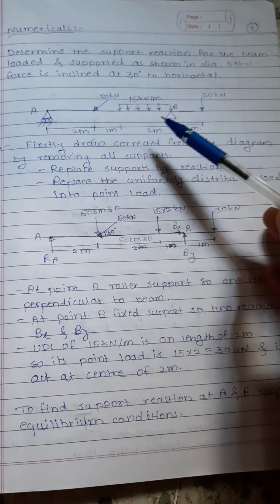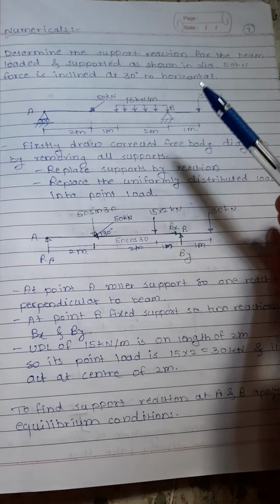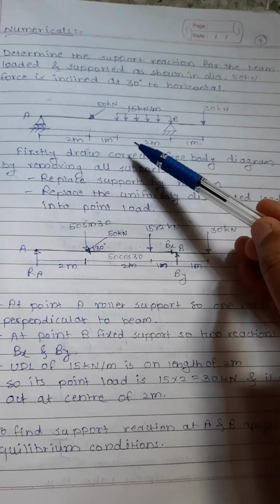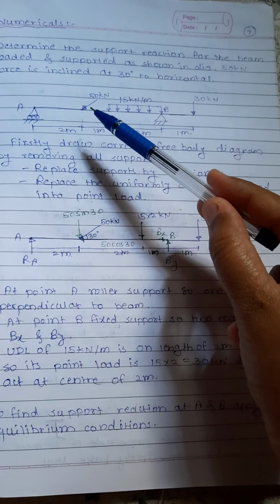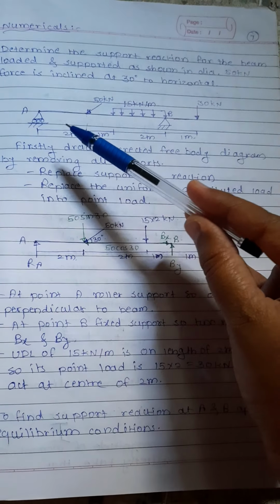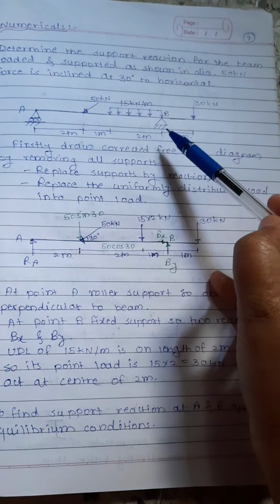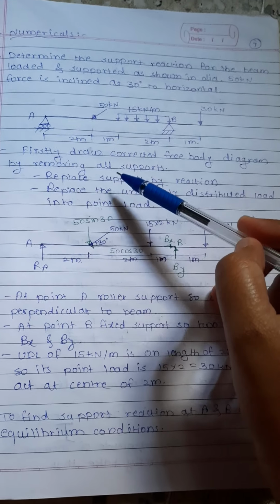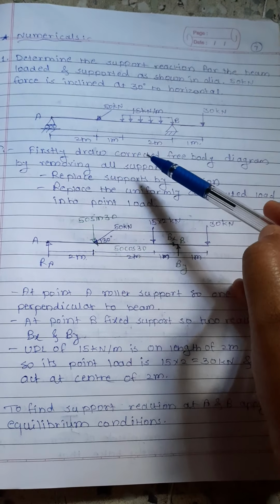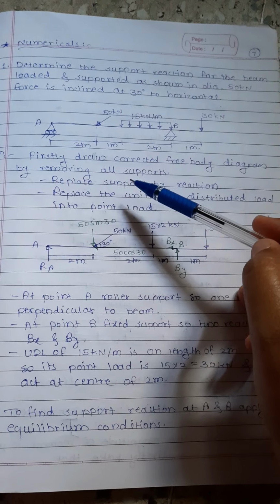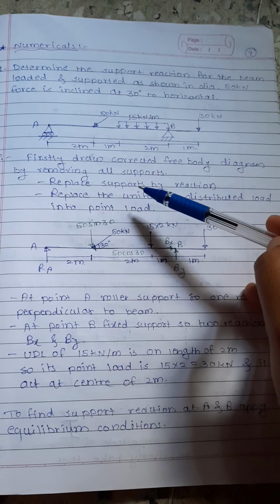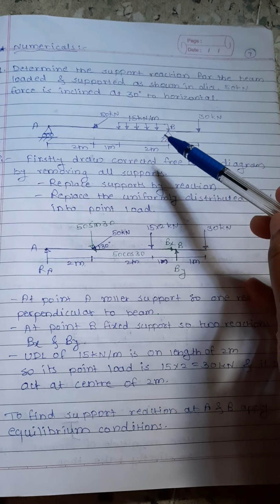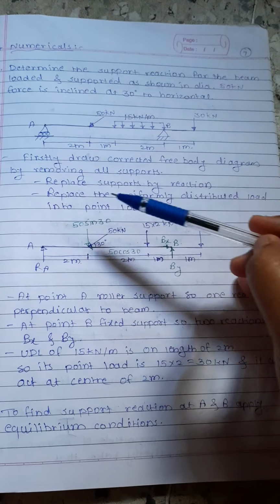Now the given diagram is as here. In this beam, one uniformly distributed load is there as well as the force of 50 kilonewton, and at point A a roller support is there, as well as at point B a fixed support. The first step is to draw the corrected free body diagram by removing all the supports. The next step is to replace the supports by the reactions. That means over here we have to show the reactions.